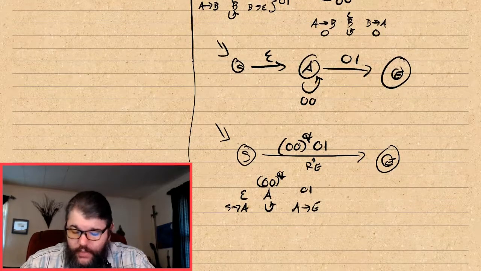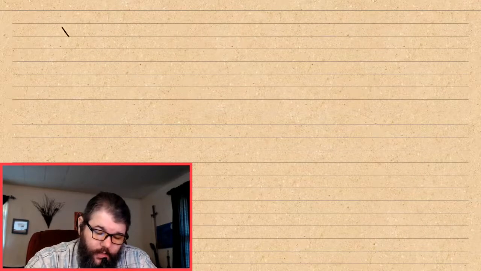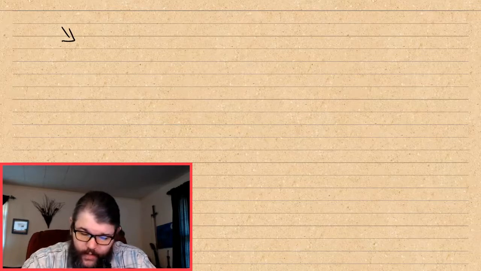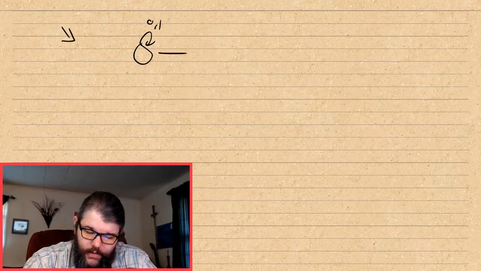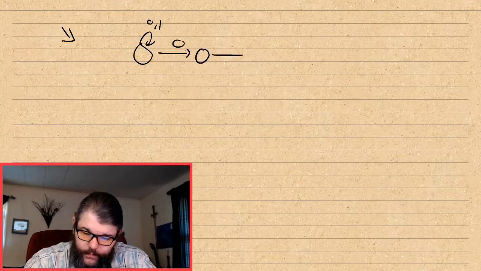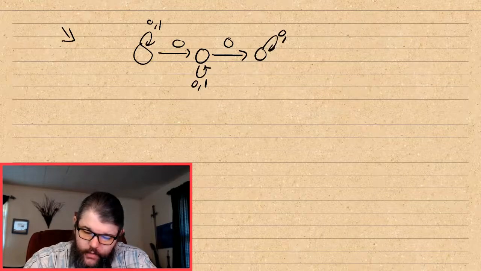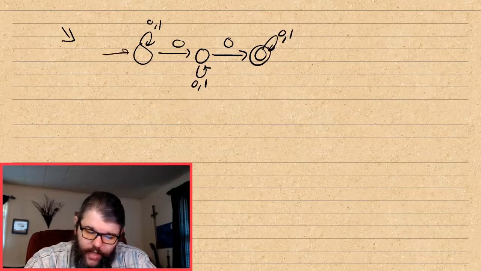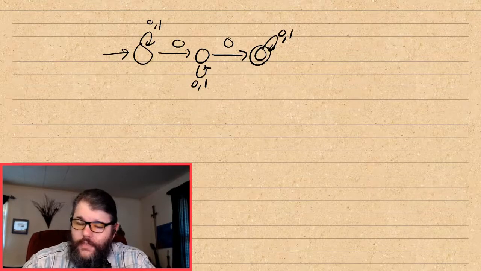Let's do one more that has a little more looping back on itself, and perhaps does something a little more interesting. Let's start with a language that contains 0, 1. Or how about a string that contains at least 2 zeros, and I'll draw it as an FA like this. This is a string that contains at least 2 zeros.